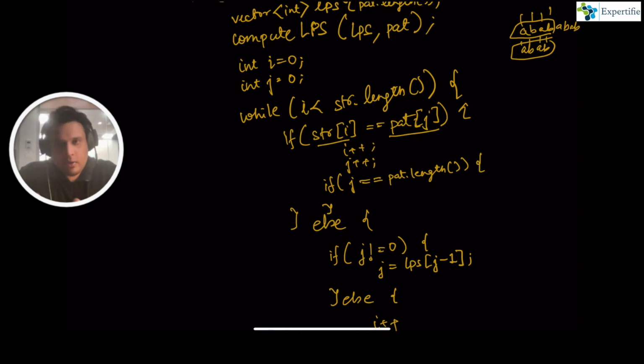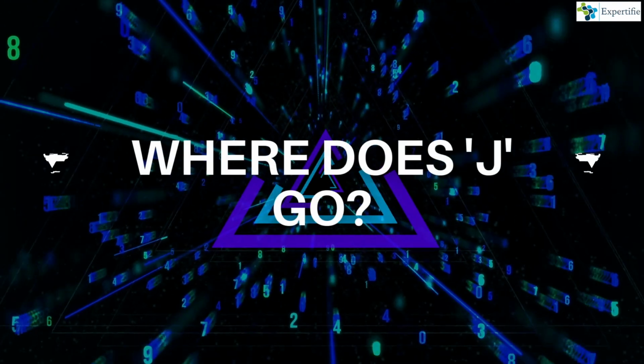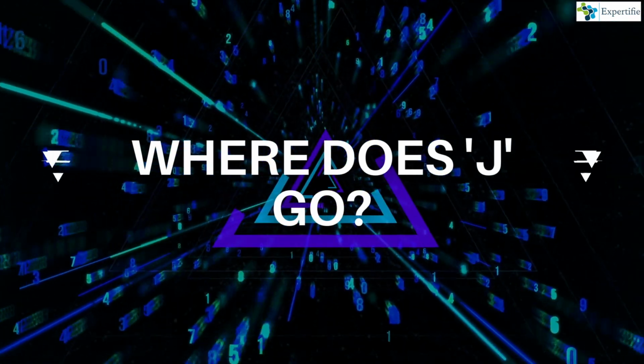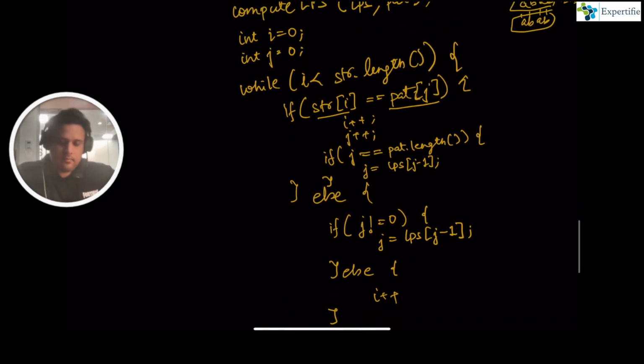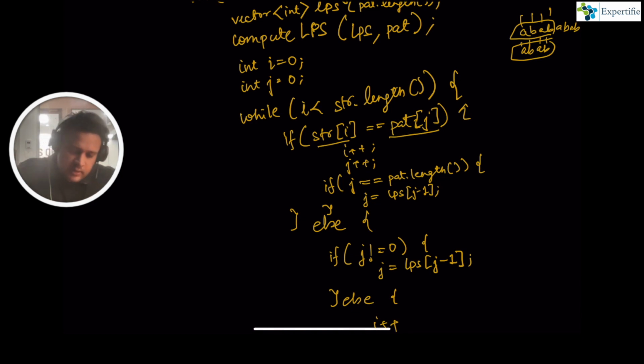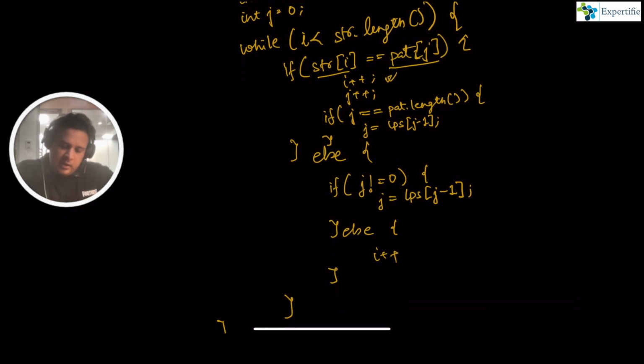You can print it, you can do whatever you want, but the most important thing here is where does j go, right? j, again, j goes j equal to LPS of j minus 1, as we have already discussed. Okay, and we keep doing this until i reaches the end of the string, and you see if a match happens then i is incremented, if a match does not happen then also i is incremented once j reaches 0.